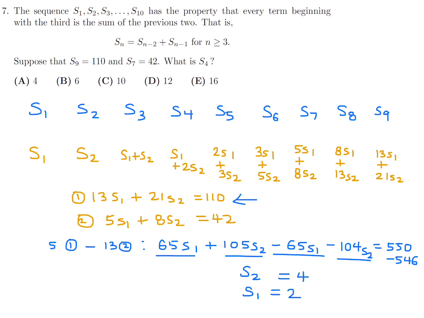And therefore, they want me to figure out what is S4. Well, S4 is this guy right here, and that is S1 plus 2S2. So that's going to be 2 plus 2 times 4, and that is equal to 10. So number 7, the answer is 10, which is choice C.